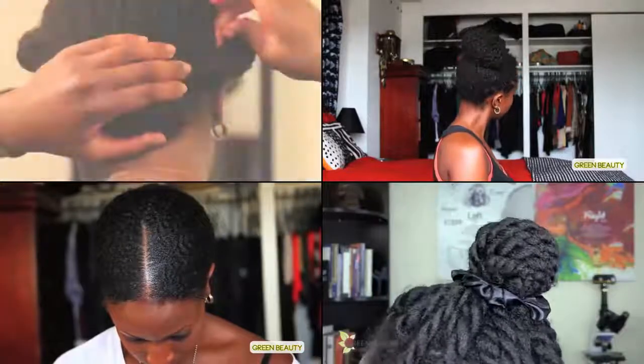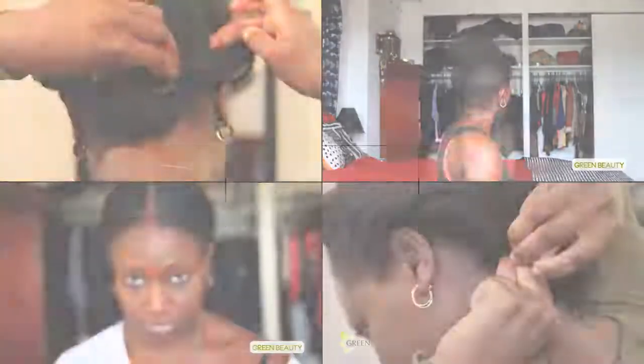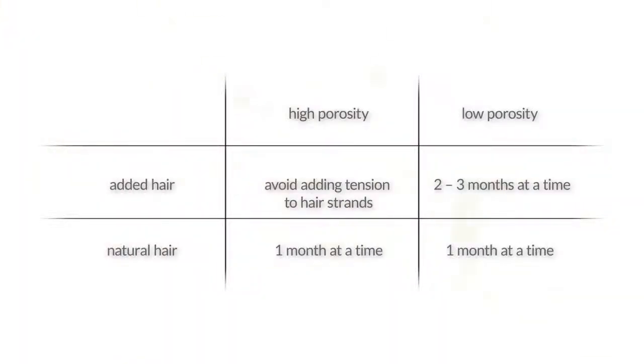I'm going to be posting a video soon on my complete protective style regimen, but for now, here's a little chart that I put together. One thing that I want to point out is that textured hair tangles around itself easily, so adding hair helps hold each hair strand in place and keeps them from wrapping around each other. That's why the recommended time to wear a protective style with no added hair is less than a protective style with added hair.